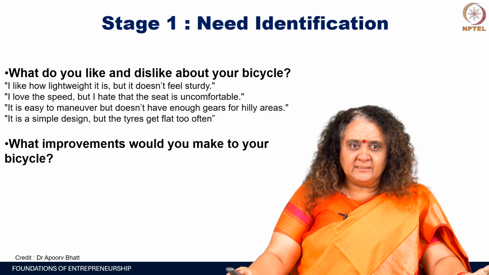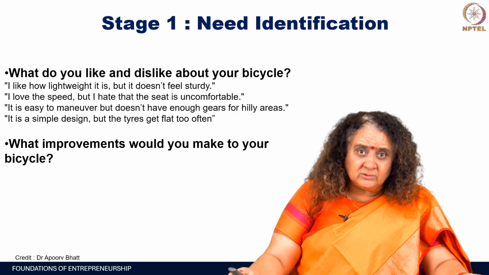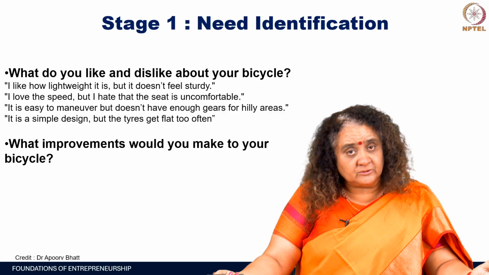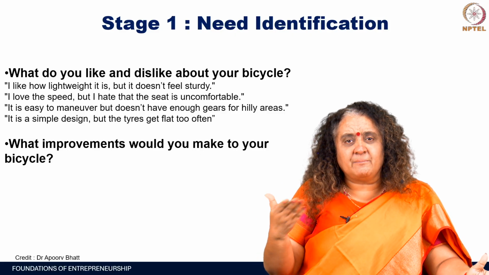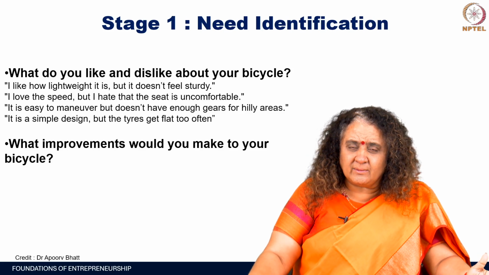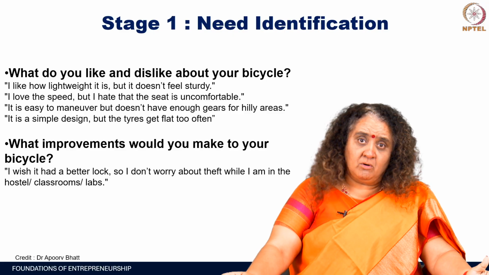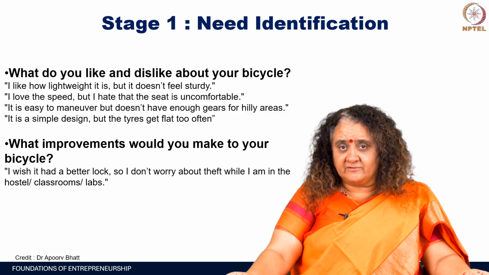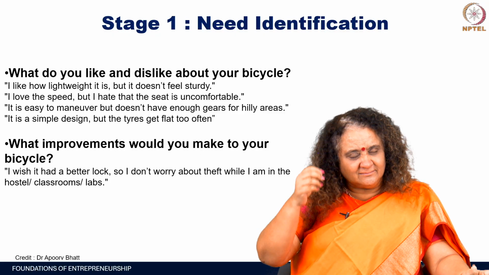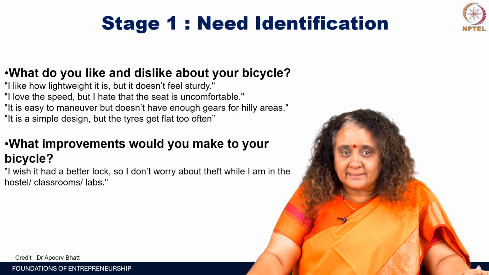Then what improvements, which is a more direct question, and we can ask this directly to a user because users are using their products all the time and are in a position to answer the question: what more do you want in your cycle, what more improvements do you want? It's a very easy question for most people to relate to, and the answers would be, I wish it had a better lock, so I don't have to worry about theft when I am in the hostel or classroom or labs. Those locks are, any pin or clip or just a yank can pull out that lock.